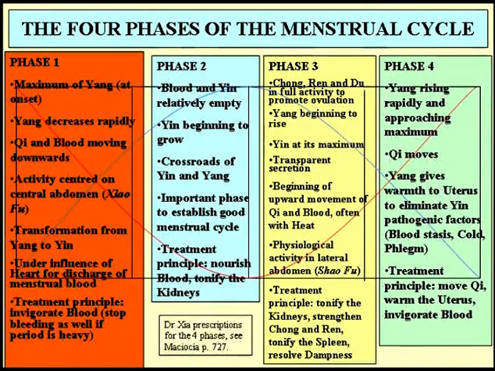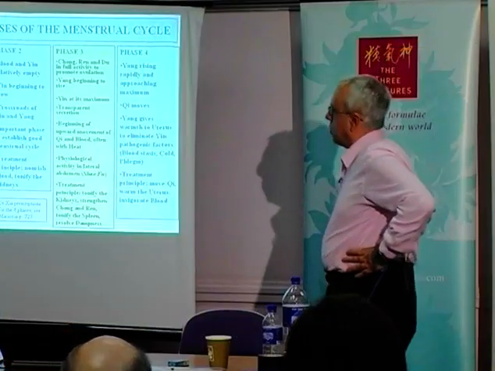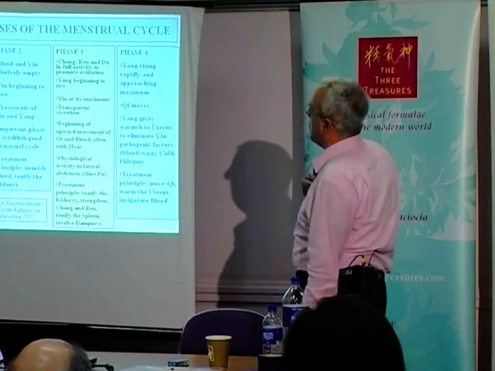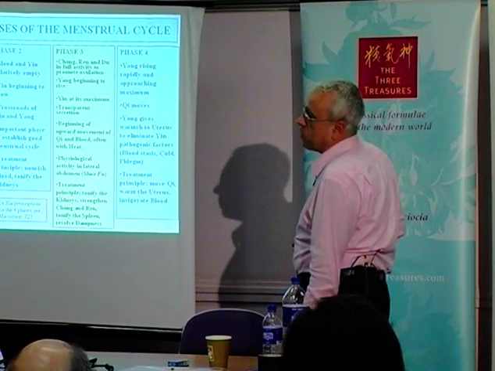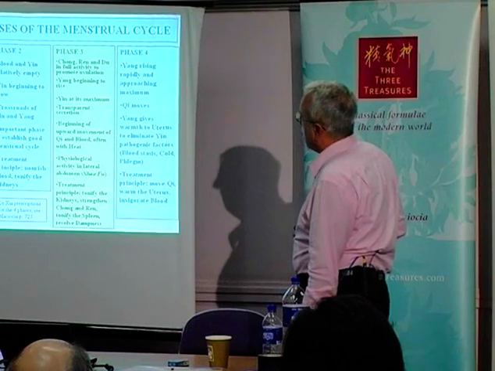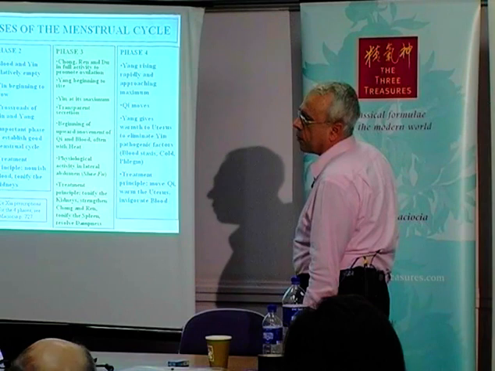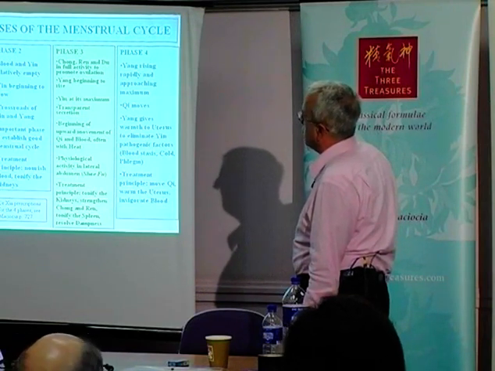So the treatment principle here is to move qi, or warm the uterus, or invigorate blood. Examples, let's say a simple example, blood stasis. You choose, the periods are normal or scanty. You choose Stir Field of Elixir. And I would use it in phase four and one. Stir Field of Elixir in phases four and one.